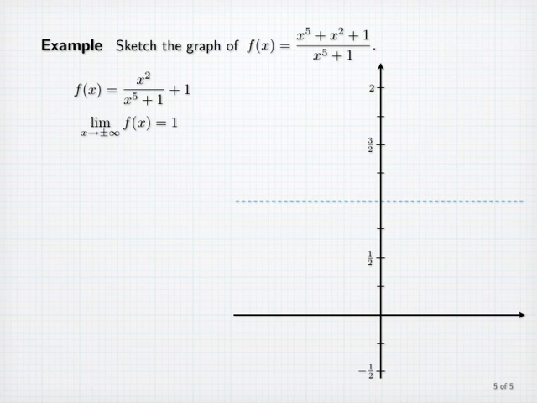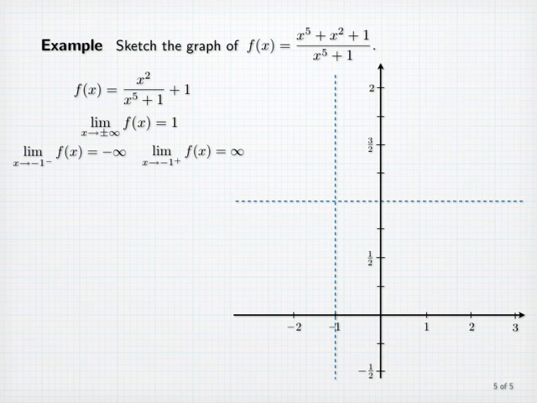The fact that the denominator is equal to 0 when x is negative 1 suggests that x equals negative 1 is a vertical asymptote. That is in fact true, and the limit as x approaches minus 1 from the left of f of x will equal negative infinity, because if x is less than minus 1, the denominator of the fraction is negative. And the limit as x approaches minus 1 from the right of f of x is plus infinity, because if x is greater than minus 1, x to the fifth plus 1 is positive. So the line x equals minus 1 is a vertical asymptote.